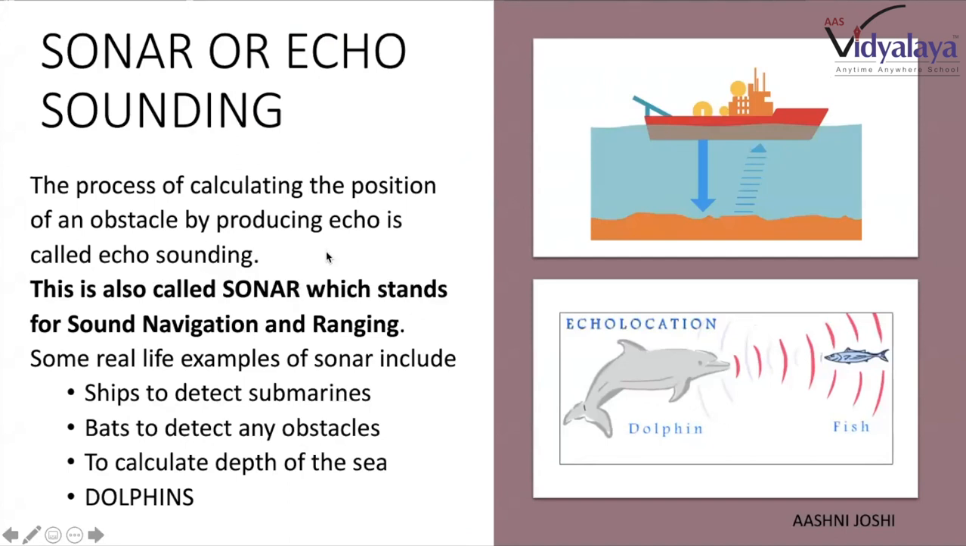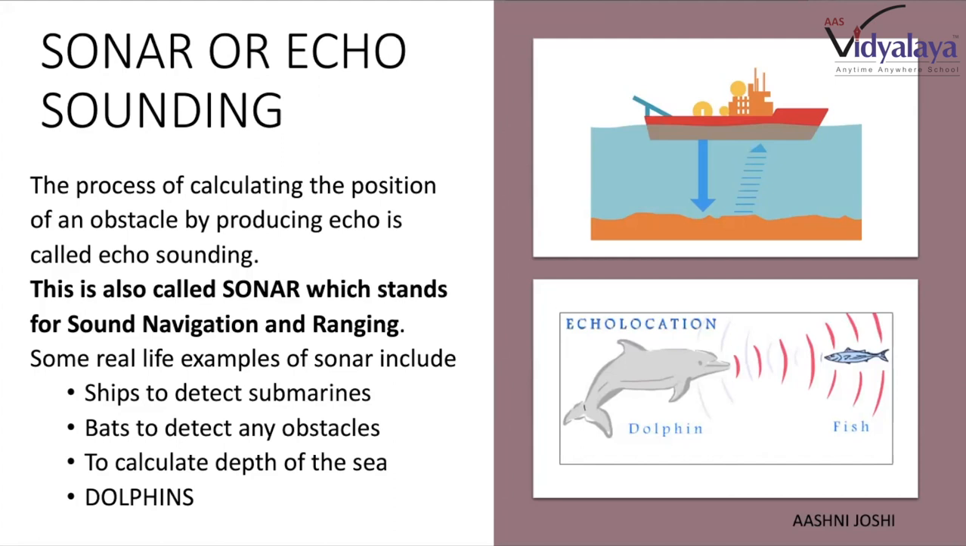The process of calculating the position of an obstacle by producing echo is called echo sounding. Now, what do we mean by saying the position of an obstacle? So it can mean how far the obstacle is from you, how close it is to you, is it stationary, how far is it moving, is it moving away from you, is it moving towards you? All this comes under position of an obstacle. And this is by producing echo, is called echo sounding.